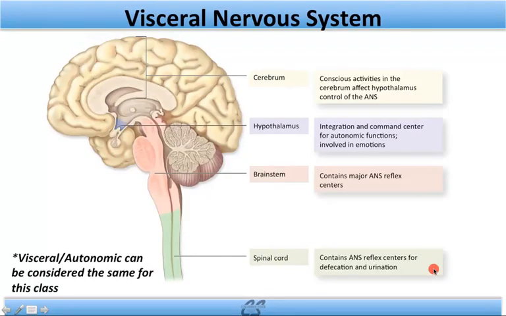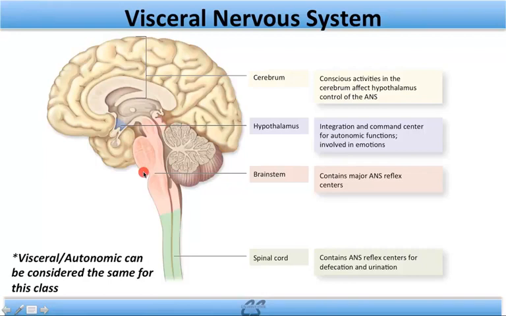So, as a general overview of the visceral nervous system, we usually mention this a little bit with the structure as well. The cerebrum is really good for things like conscious activities. And then you move down to the hypothalamus. Now, sort of the command center. That's what we talked about here.